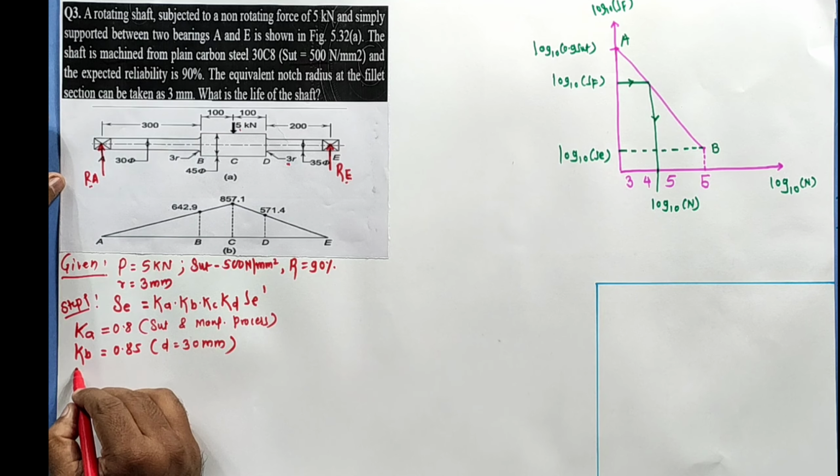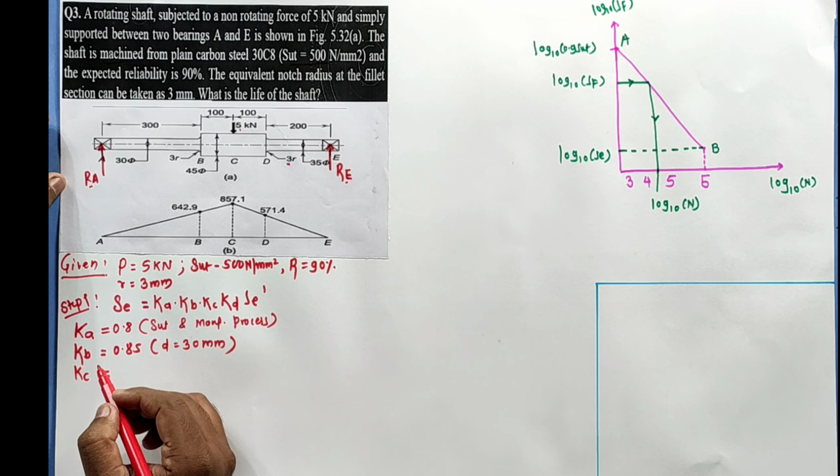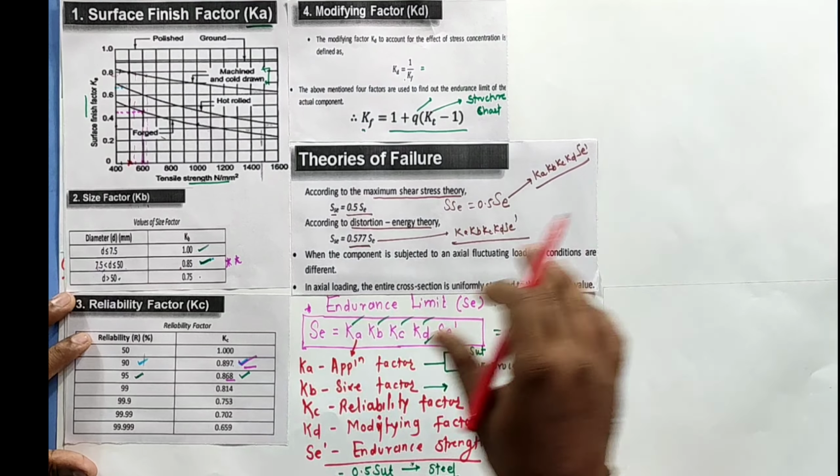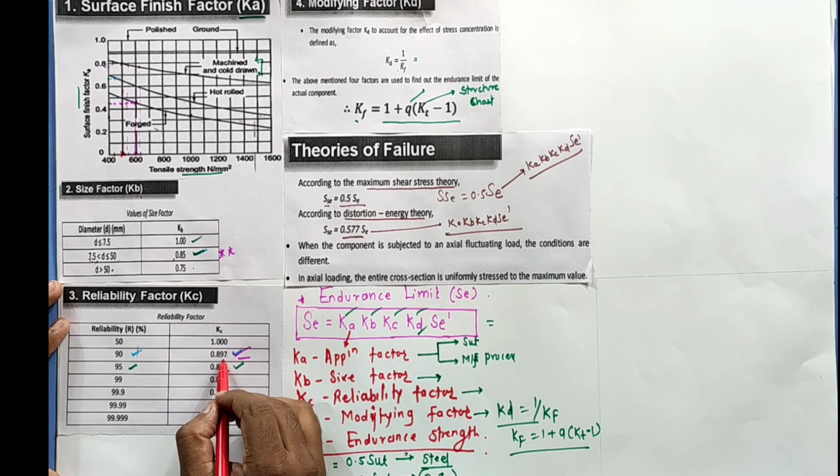Is that clear? Then Kc, the reliability factor. So reliability is 90%. So for 90% we'll have to check the graph. For 90%, Kc is 0.897.